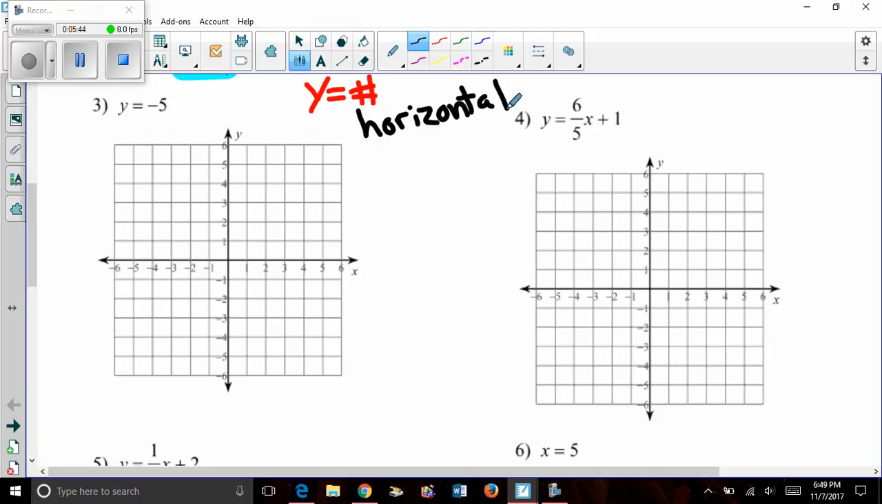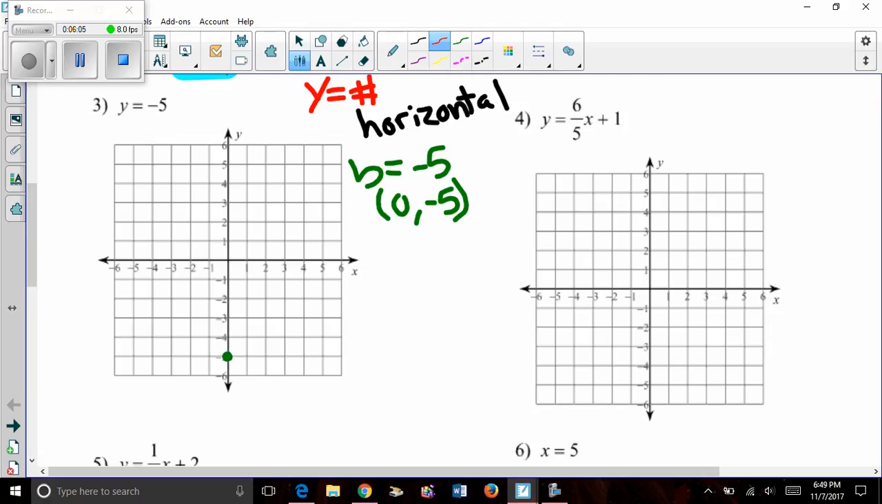So let me take a look. We could have a y-intercept. We still have a y-intercept. B equals -5. So graph the point (0, -5). Now about that slope.